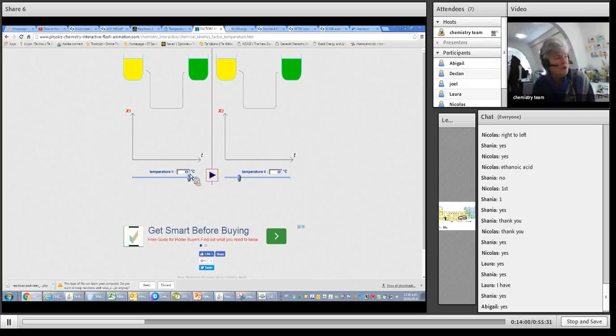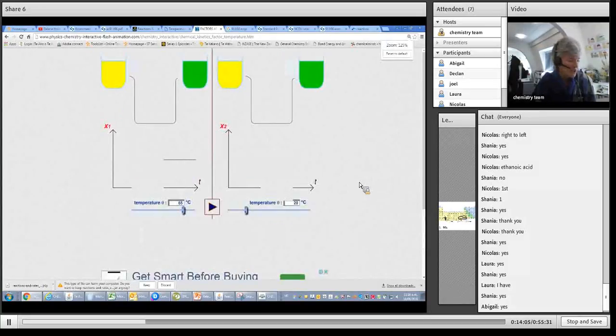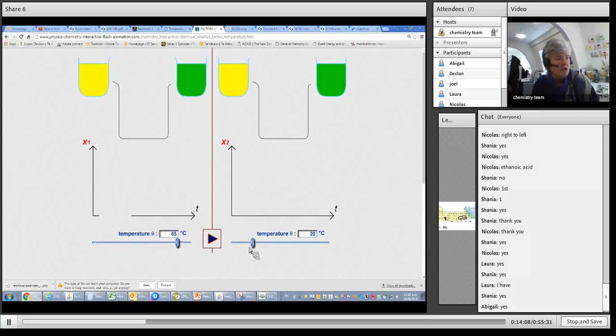So what we've got here is, can you actually see this? I can make it a little bit bigger. Can you see that this is 65, and that's 20? Is that clear enough to see? Great. Okay. So when I click on this, we're going to be mixing my two reactants over here at a much colder temperature. So we're looking at the effect of temperature.